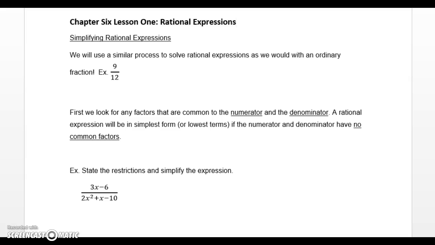So say, for example, we had 9 over 12. When we're trying to make that into a reduced and simplified fraction, we want to look for something that's in common with the top and the bottom of that fraction. You'll notice that both of these numbers can be reduced by a factor of 3. So you can divide the numerator of your fraction by 3 and divide the denominator of the fraction by 3. That would give us 3 over 4.